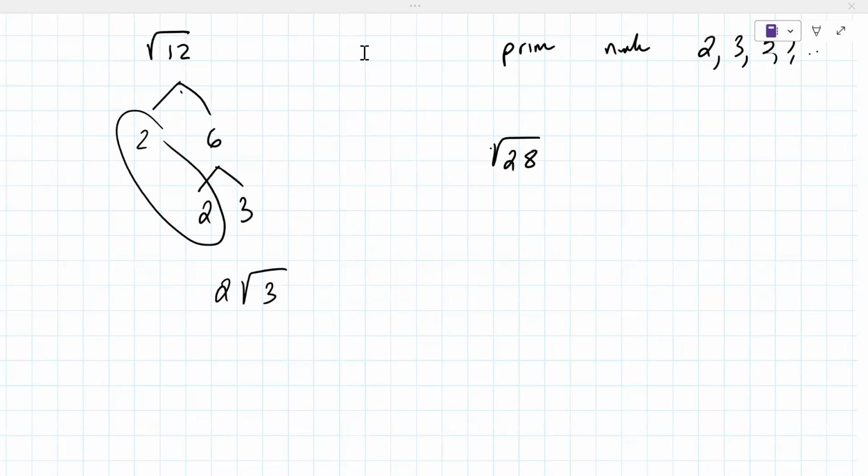Yes, you start with 2. It's like you try until it doesn't work. Got it. So 2, 14. Yes. And then from 14, you can do 2 and 7, and then circle that up. 2 on the outside, 7 on the inside.